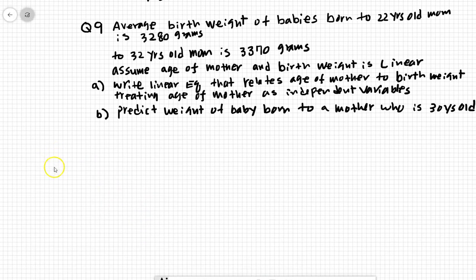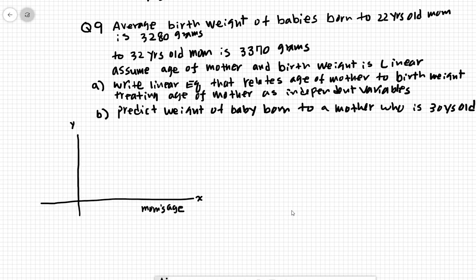We need to come up with the equation there. So I am going to draw the graph over here. It says the mom's age is the independent variable, so that has to be x. So that's going to be mom's age. And the y value on the vertical axis is going to be the birth weight.